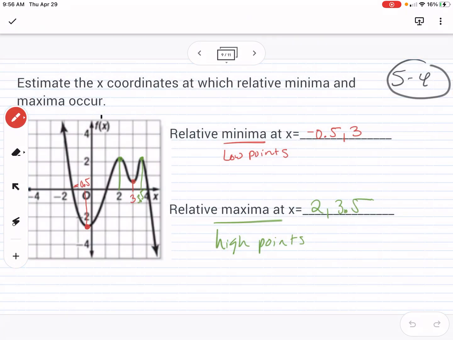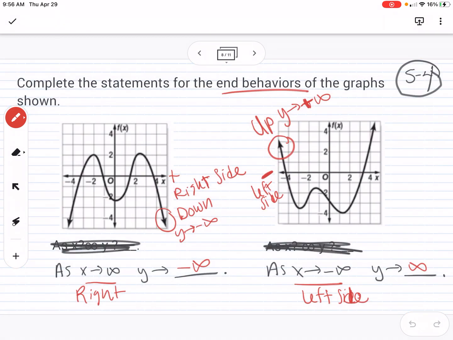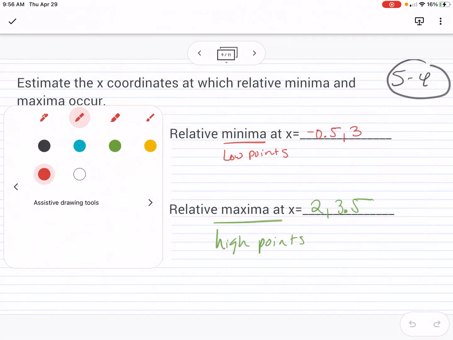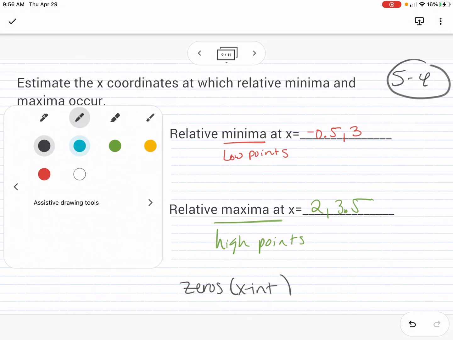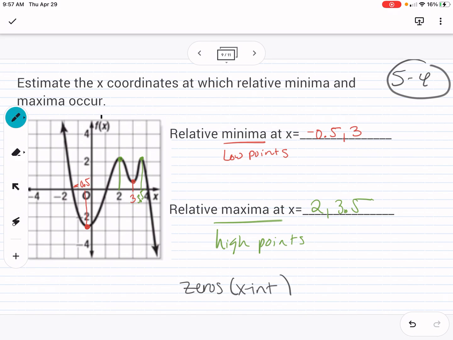Something else that we learned about in this topic that I don't think I included in these slides are our zeros. Your zeros are your x-intercepts. So I could ask how many zeros are there. This graph, for example, has 1, 2, 3 zeros. One of them's at about x equals negative 1.5, the other one's at about 1, and the other one's at about 4.